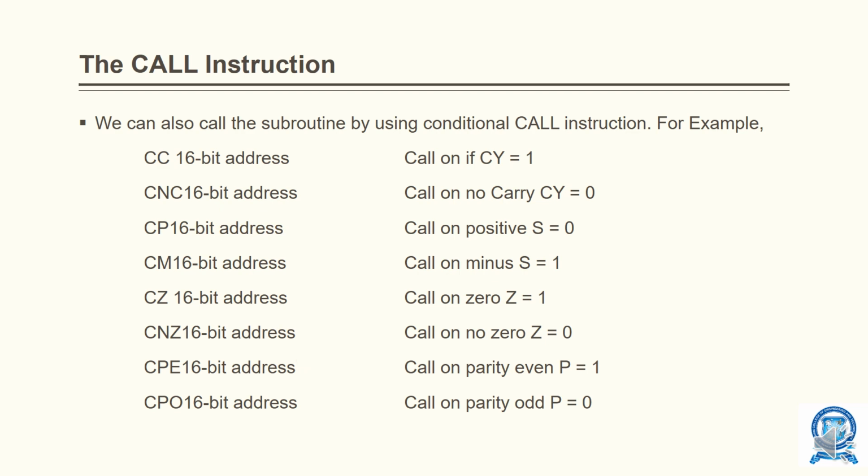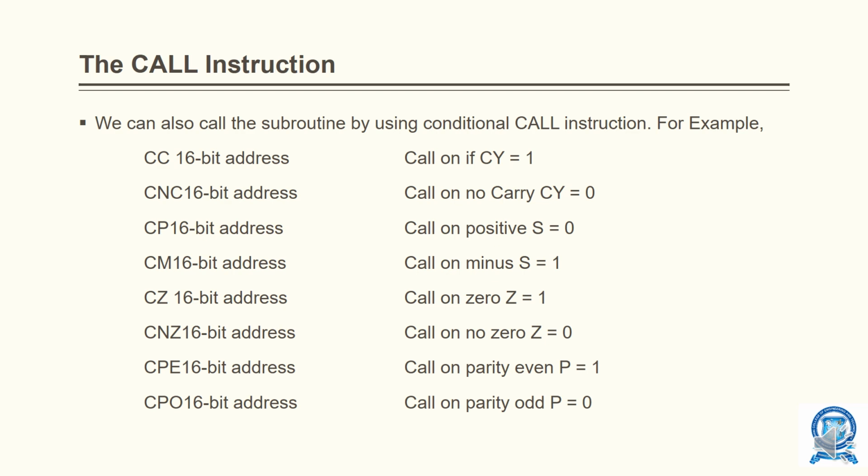See the first one, call carry. It will be called only if carry arises. So it always checks the carry flag, and if the carry flag is set, then the call instruction will be executed. The particular subroutine will be executed and then it will return back. The second instruction is call no carry. If there is no carry, then the call is made. Like that you can do.